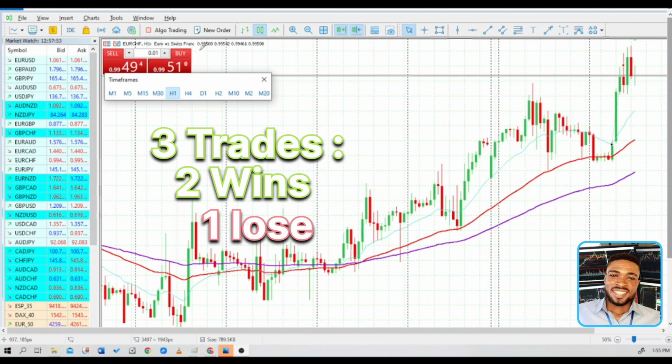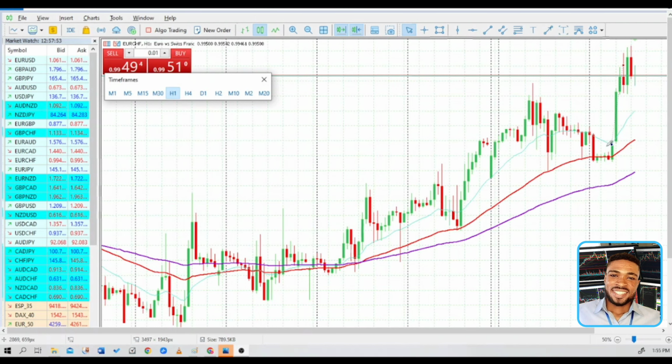This is one of the trades, okay? So this is Euro Swiss. Actually, this trade I took this morning, not yesterday. Yesterday's were the 2 and today's is 1. So I took the Euro Swiss. Can you see Euro Swiss? And we are on the H1 time frame.